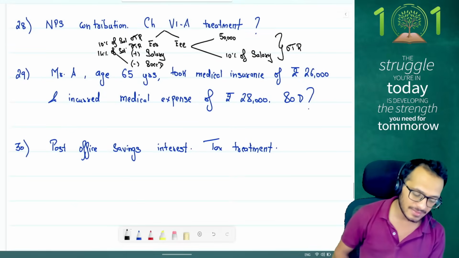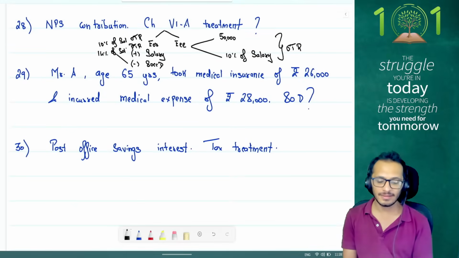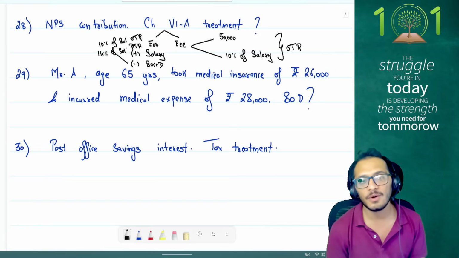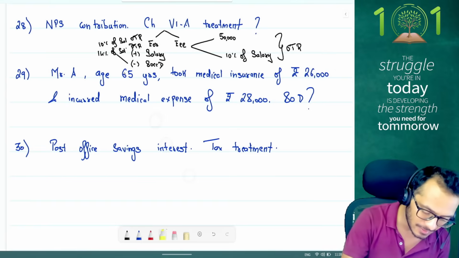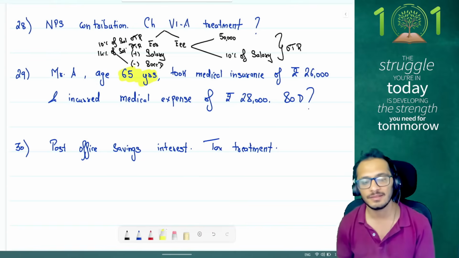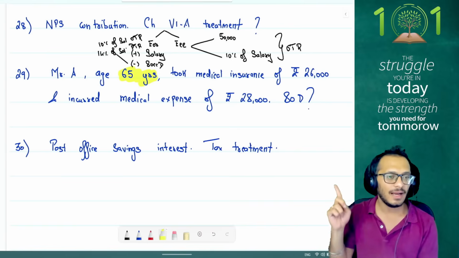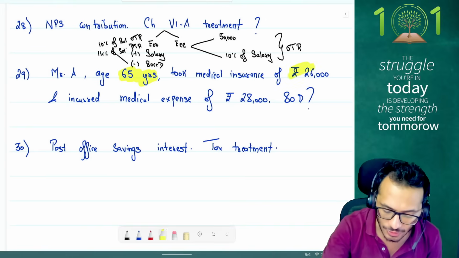Last two. It says Mr. A is age 65 years and has taken a medical insurance of 26,000 and has incurred a medical expense of 28,000. What is the deduction under 80D? Couple of things to be kept in mind. First, because the person is a senior citizen, I can claim a deduction up to 50,000 rupees. Yes or no? Yes. But here is the problem. I have taken an insurance, I have taken an expense. Which one can I claim? I can only claim my insurance.